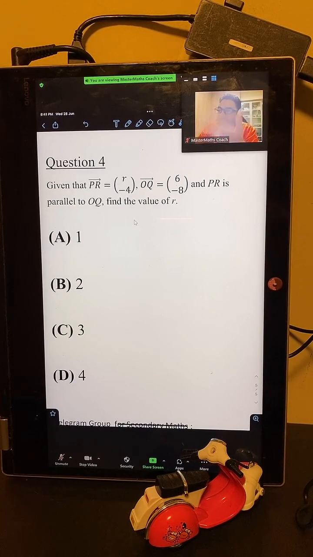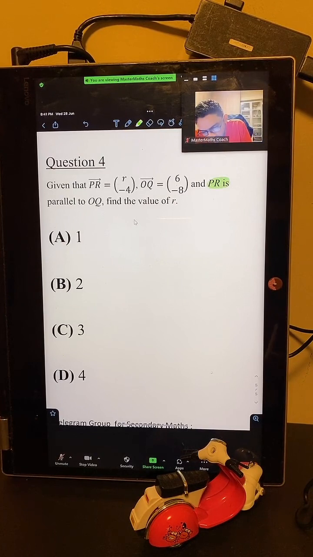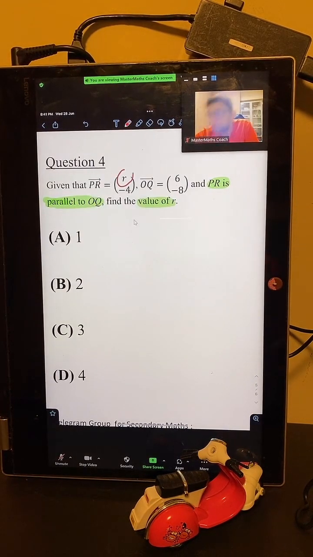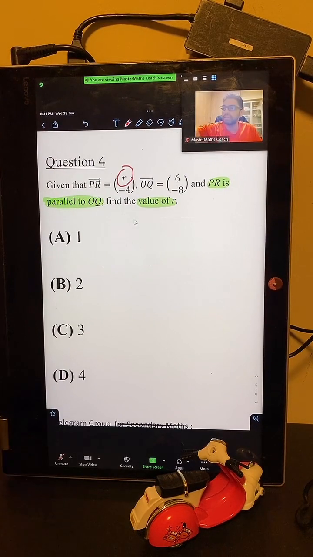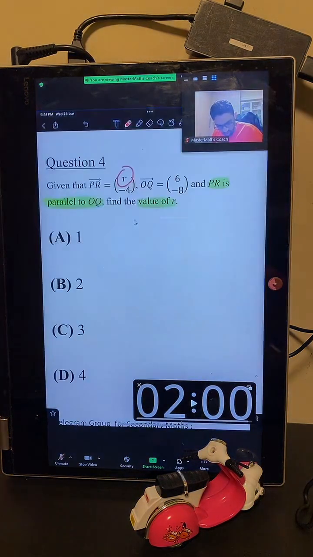Okay, friends. Question number four. You are given PR. You are given OQ. And the key information here is that PR is parallel to OQ. Now find the value of R. Where is R? R is stuck inside this vector. Is it A? Is it B? Is it C? Is it D? Which is your best answer for this particular question? And please let me know in 2 minutes. Okay, this is just a 2 minutes question. Let's go.